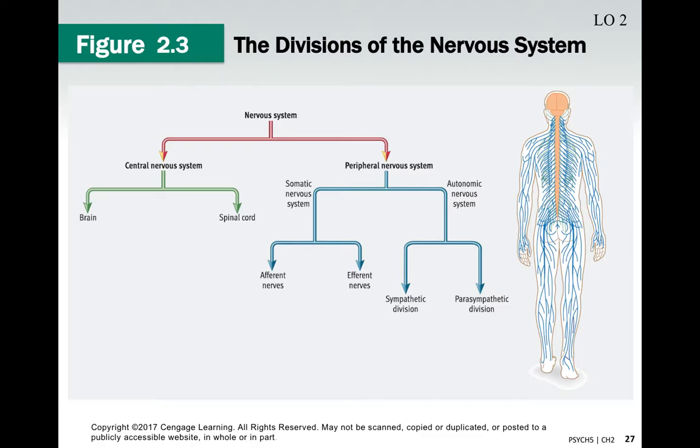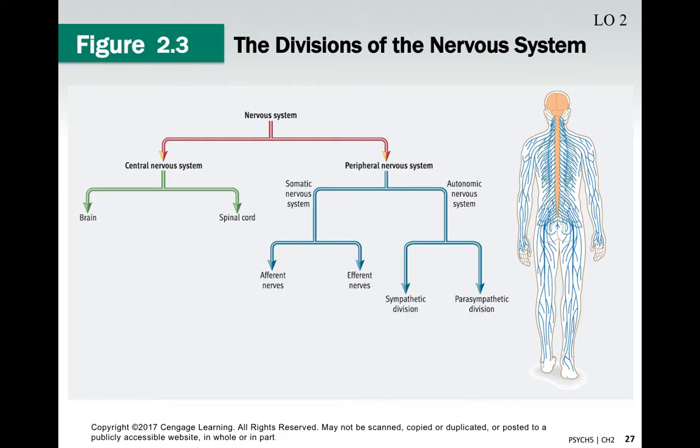On the left-hand side, we have a scale of our nervous system. Broadly speaking, we have the nervous system overall, and this includes all your nerves, your brain, your spinal cord, all that stuff. But we break that down even further, and then we have the central nervous system, which is the brain and the spinal cord.